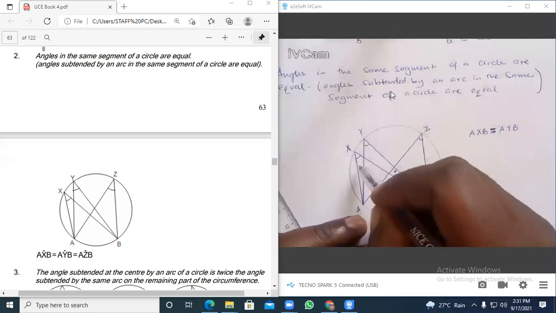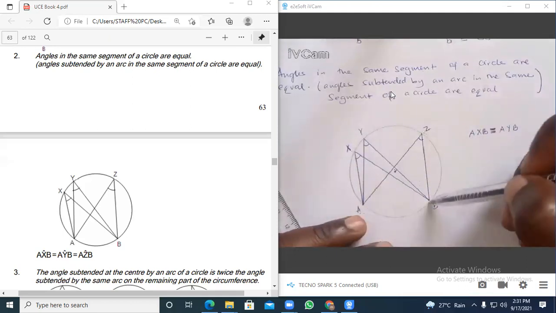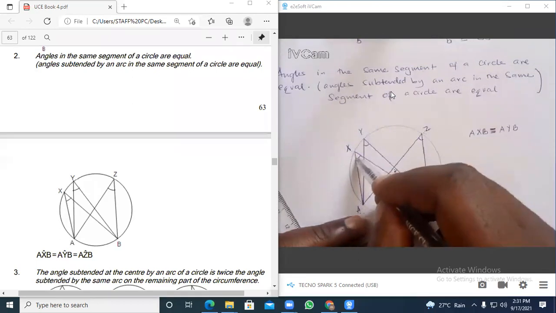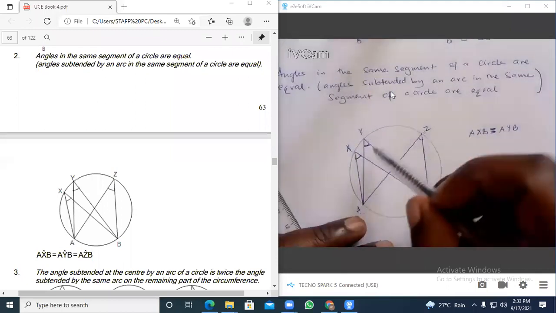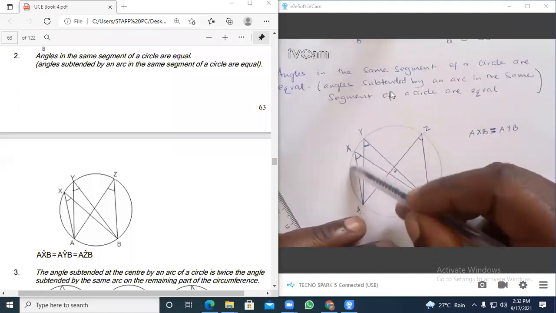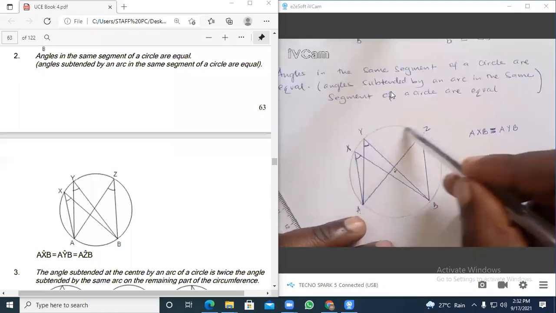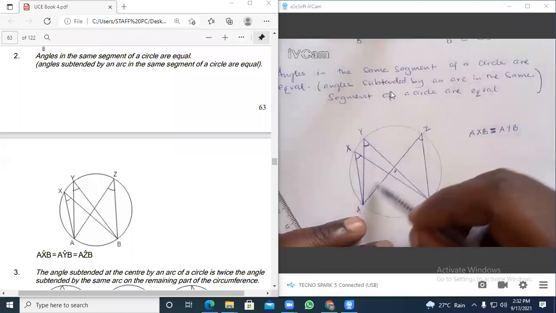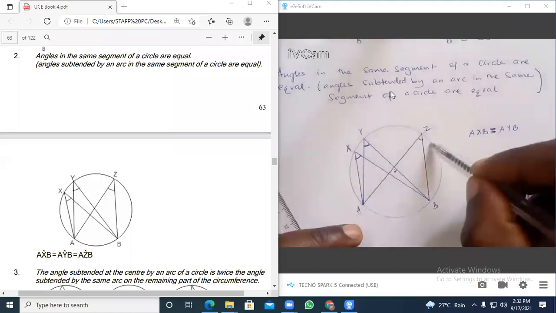I've said that angle AXB is equal to angle AYB. So this angle here is equal to this angle. Why? Because these two angles are in the same segment. The whole of this is what we call a segment, and this side is also a segment. These two segments are created by the chord AZ.